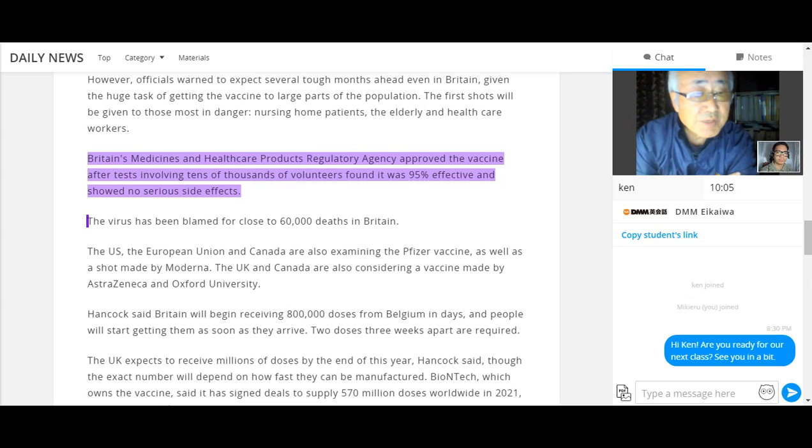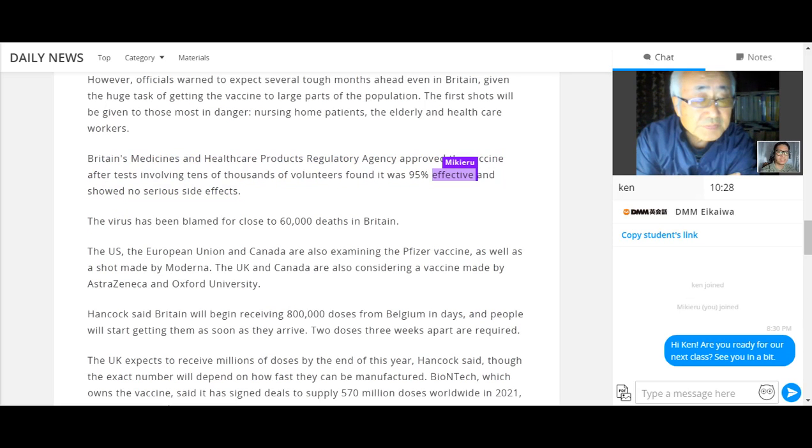Britain's Medicines and Healthcare Products Regulatory Agency approved the vaccine after tests involving tens of thousands of volunteers found it was 95% effective, and showed no serious side effects. So this is effective. Okay.